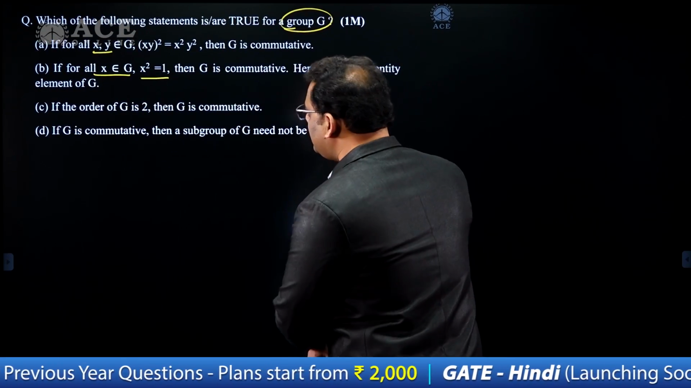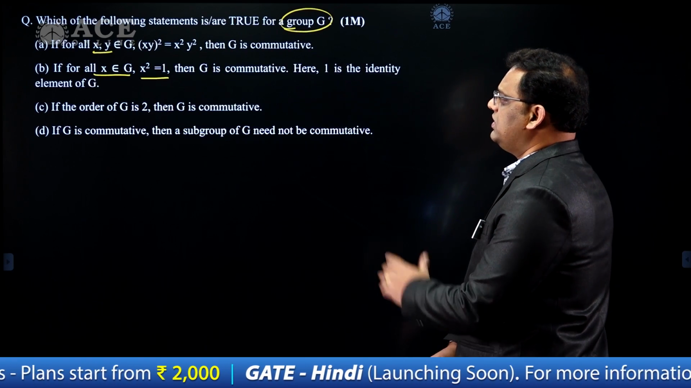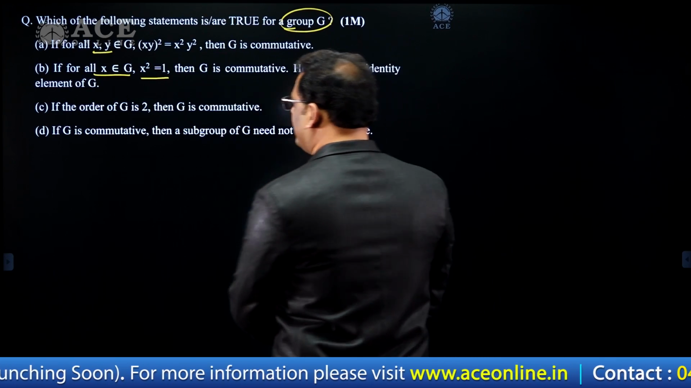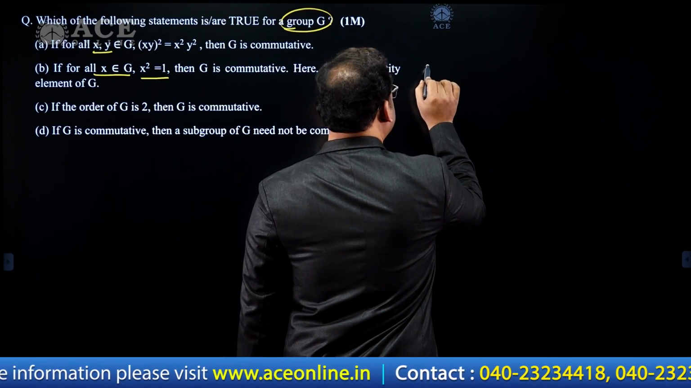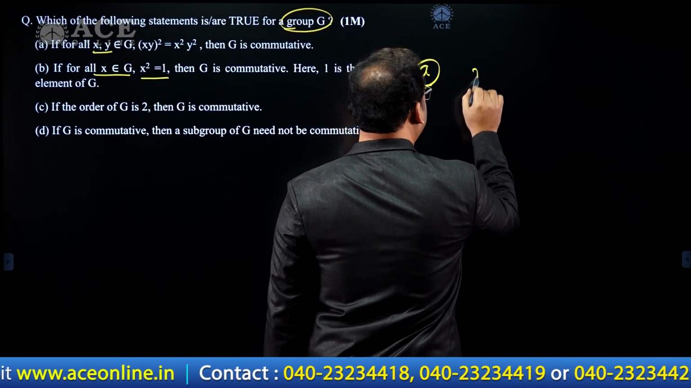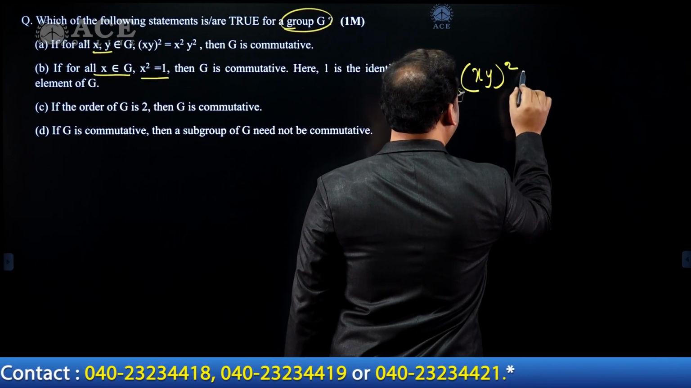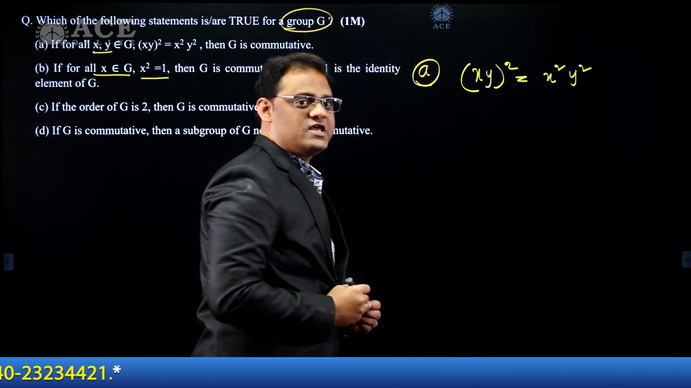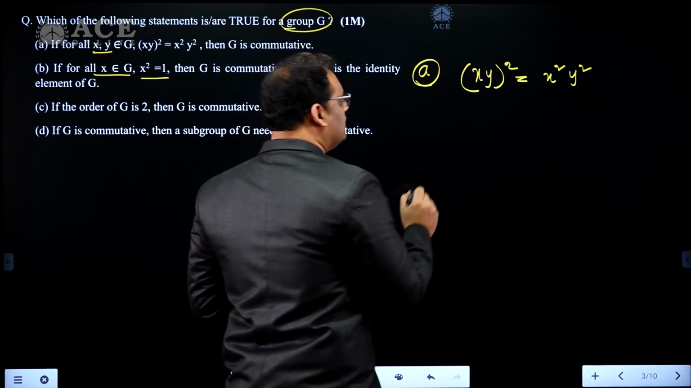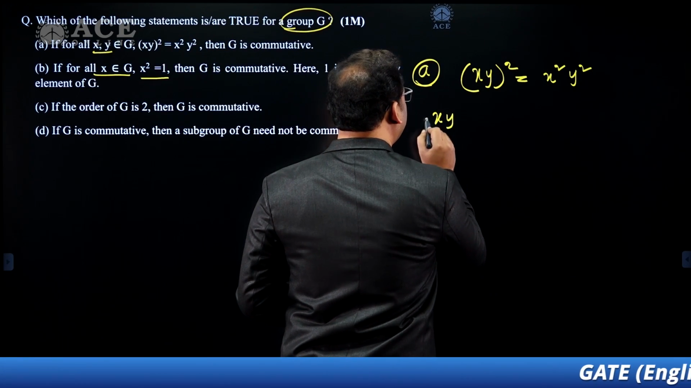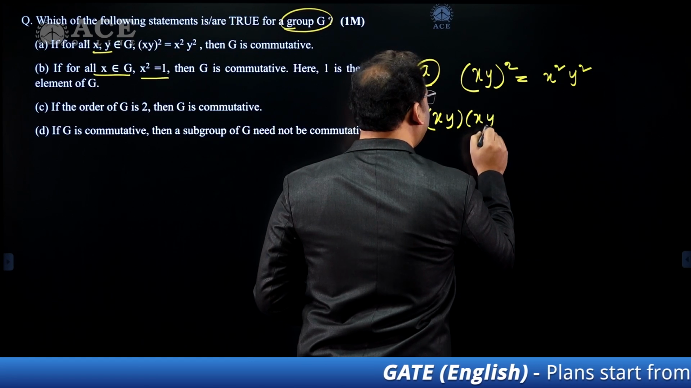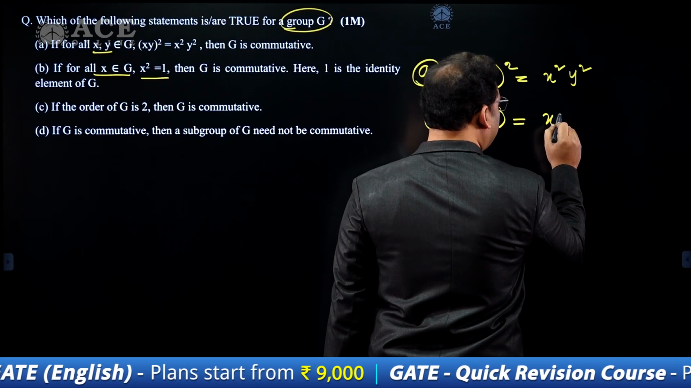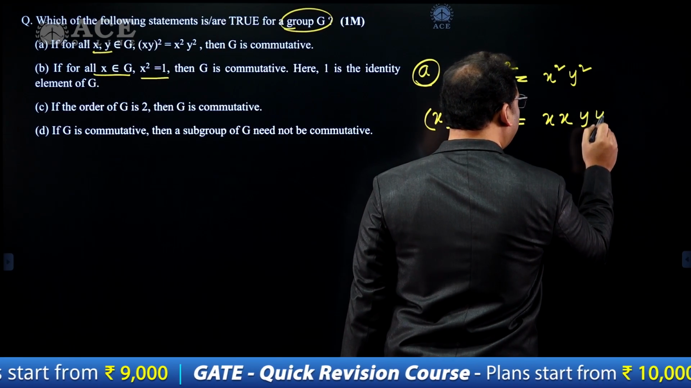Yes, sir, if you see the first statement, for all x, y, (xy) whole square is equal to x square y square. I want to take this statement. Here I am discussing option A. Let us apply the operation: (xy) whole square means I can take it as xy star xy is equal to x star x star y star y.